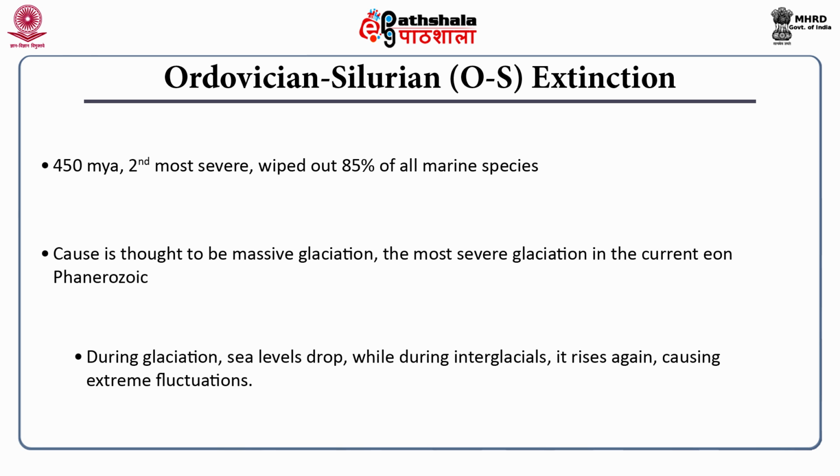So, during the glaciation, sea levels drop, as I just explained to you. During the glaciation, sea levels drop, while during interglacial, the relatively warm period, sea levels rise. Right now the sea level is rising because right now it is interglacial. So, in the next glacial cycle, at the glacial maxima, the sea levels will start sinking once again. So, it will lead to extreme fluctuations in the global sea level.